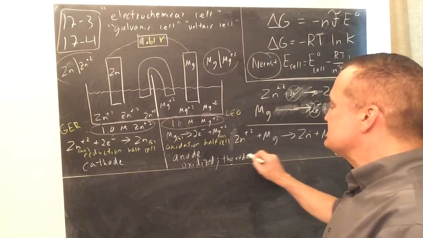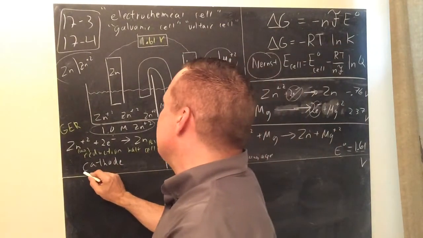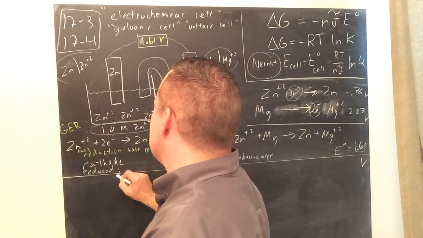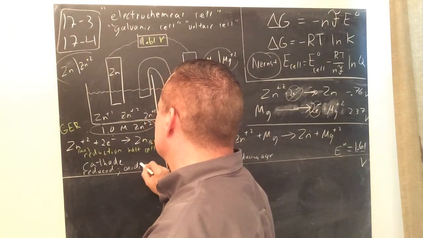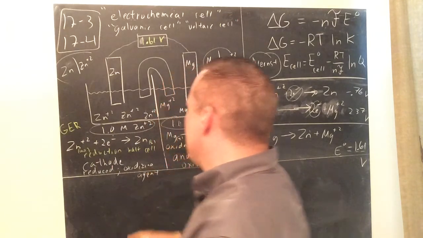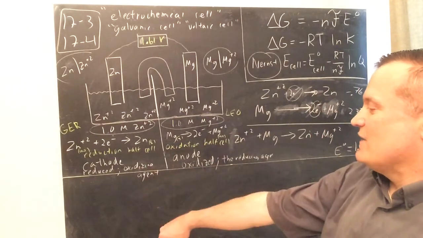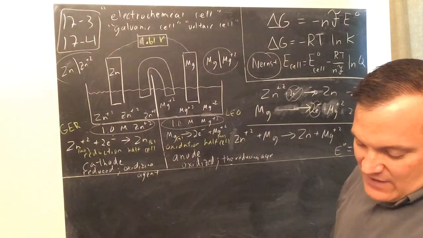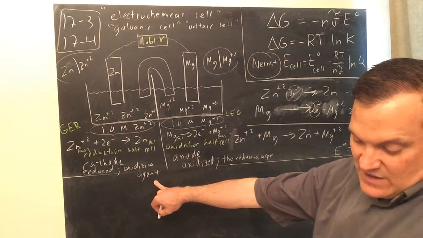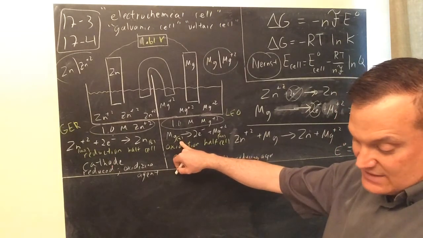Since it is oxidized, it reduces the other thing. This one would be reduced, so it is the oxidizing agent. Isn't that weird? Okay, so the oxidizing agent, we just said, is zinc plus 2. The reducing agent is going to be magnesium, just Mg.